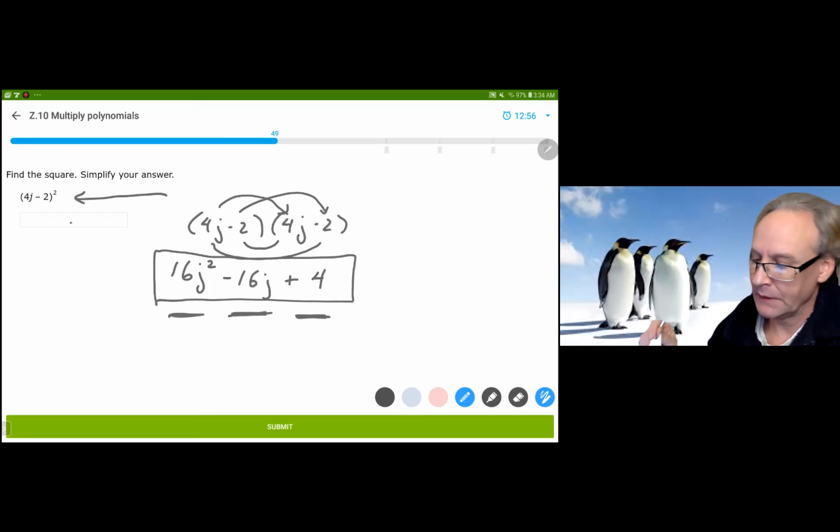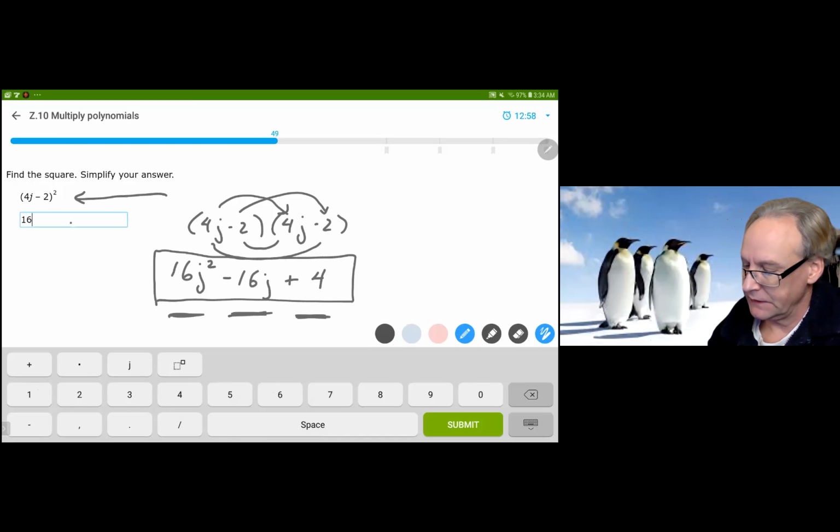So there it is. 16j squared minus 16j plus 4.